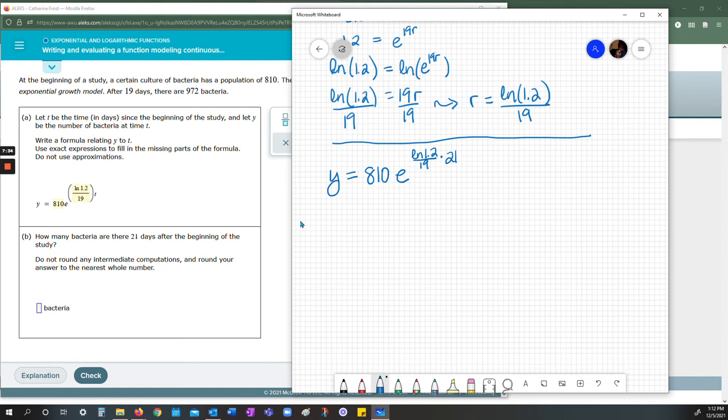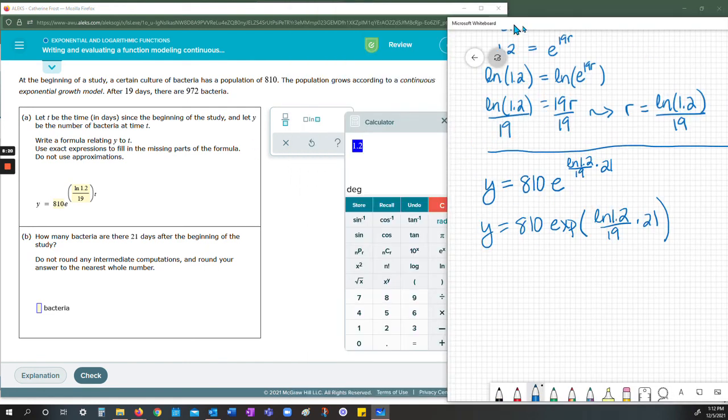This is probably something you don't really care about, but by the way, there is a way to write this so it doesn't look quite so awful, although it's not what it looks like when you put it in your calculator. Since e to this whole bunch of stuff comes up pretty often in science and other applications, you might at some point in your life see something like this written as 810 and then exp parentheses, and then everything that's in the exponent. And it's just assumed that the base is e. So natural log of 1.2 over 19 times 21. That way you're not trying to write it in teeny tiny exponent form. It makes things a little bit easier.